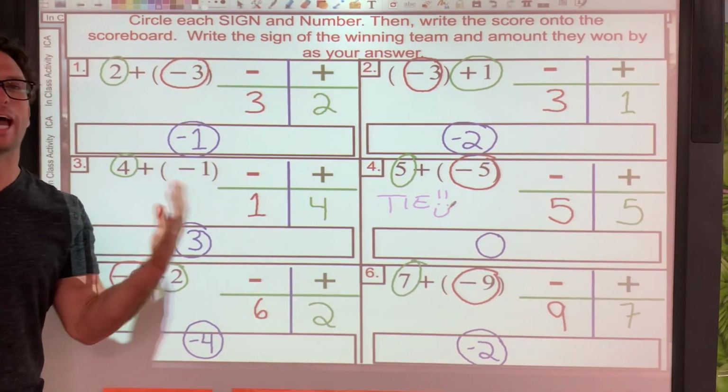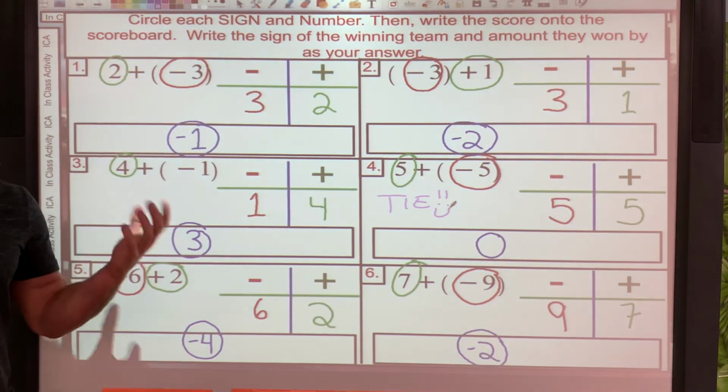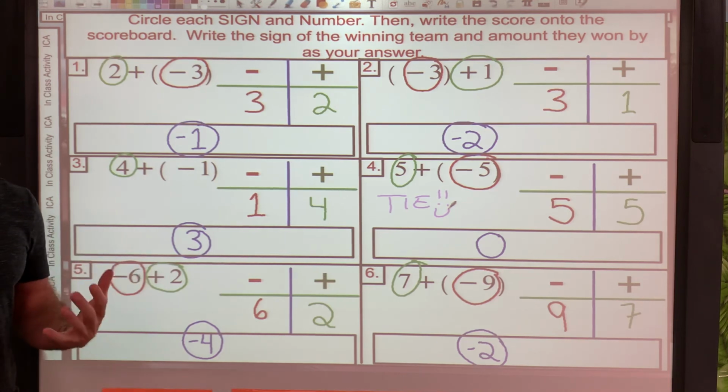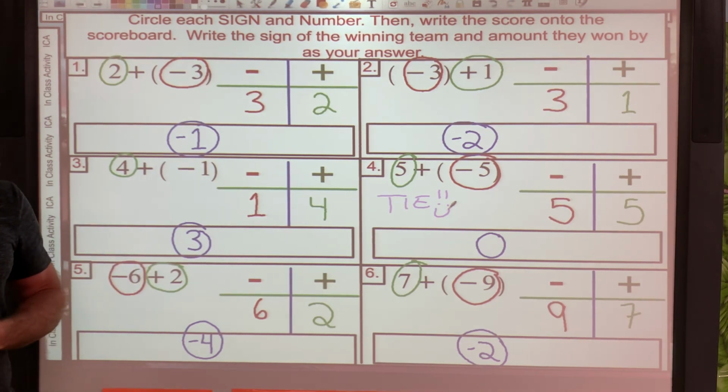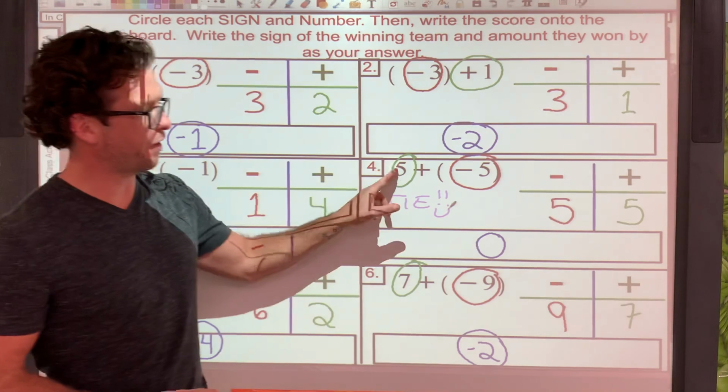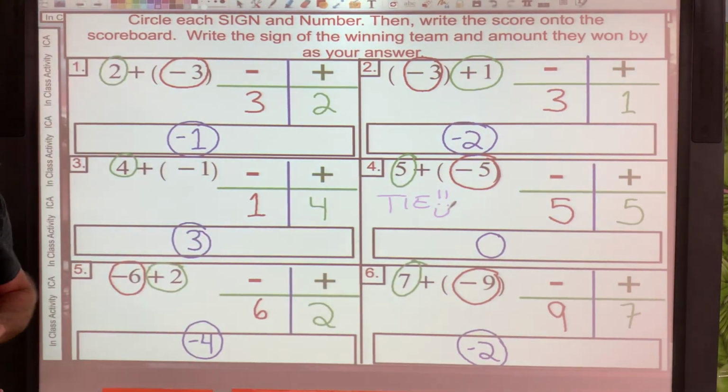So think back to additive inverses. Additive inverses always end in a tie. That means that two numbers are opposites. So 5 and negative 5 would be additive inverses or opposites.